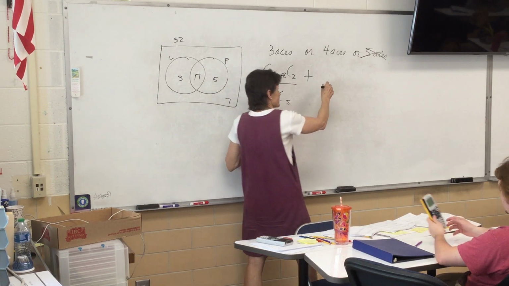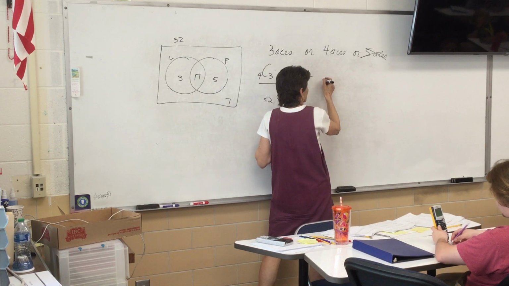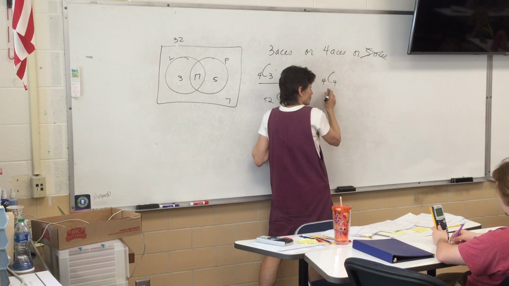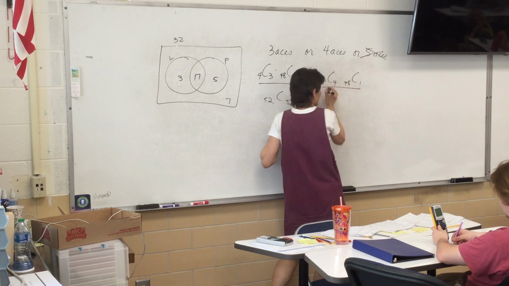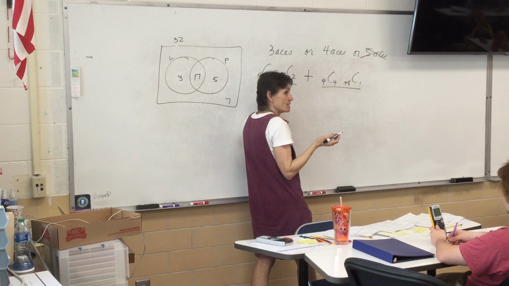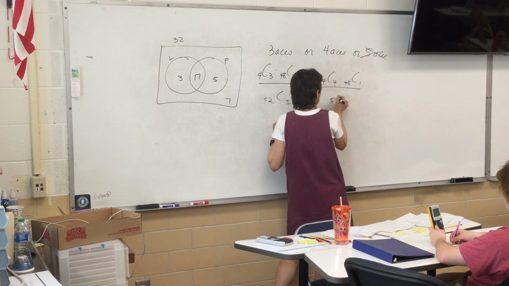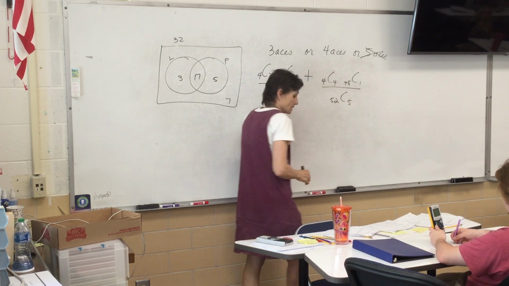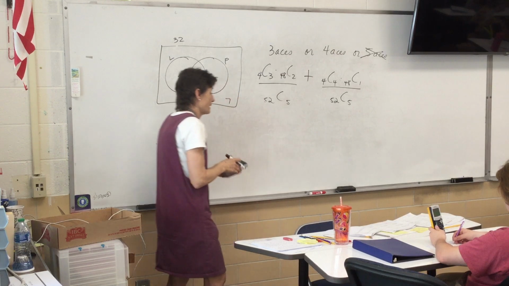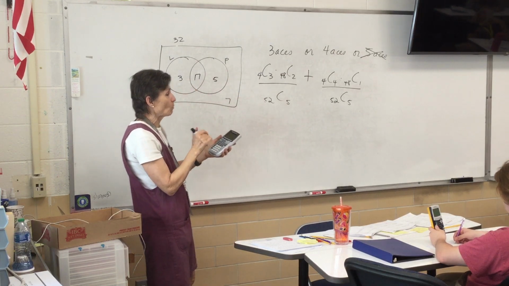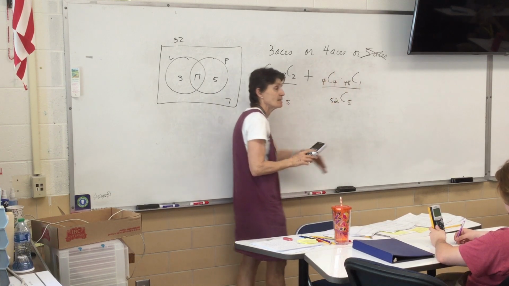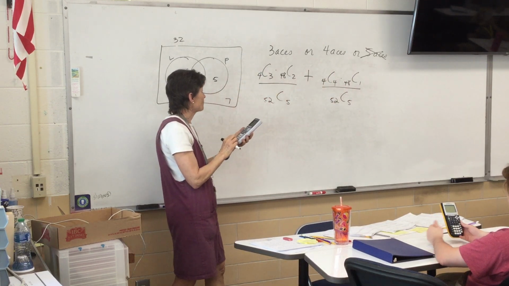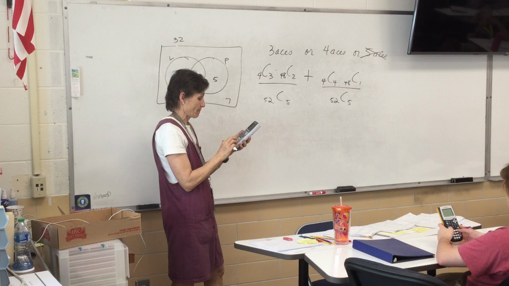So what does 4 aces look like? 4C4. There's 4 aces. You want them all. 48C1, because you need a 5th card, over 52C5. Your calculator will do all that at once. So if you type this in, hit plus, and then type that in, it will do the whole thing for you.